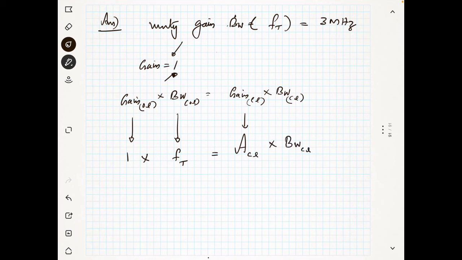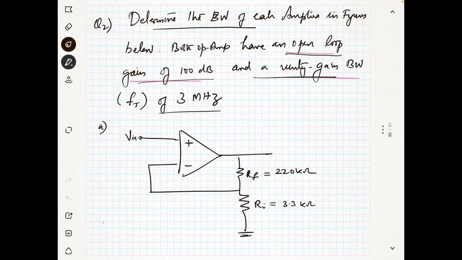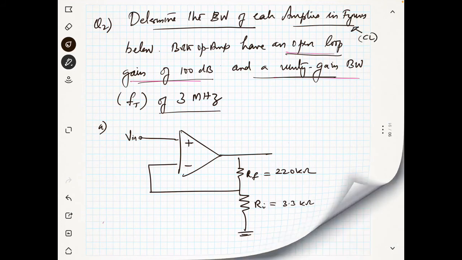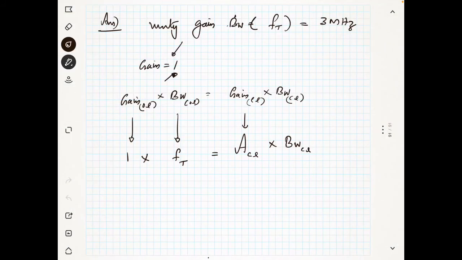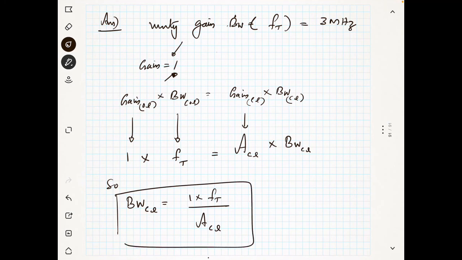The question is to find the bandwidth of the amplifier in closed loop. The amplifiers in the figures are in closed loop, so basically you need to find the closed loop response. So bandwidth in closed loop is equal to 1 into FT divided by the closed loop gain. So this is the formula now we are getting.